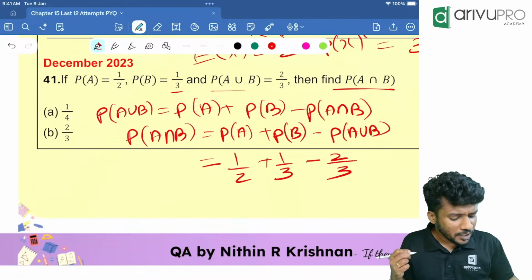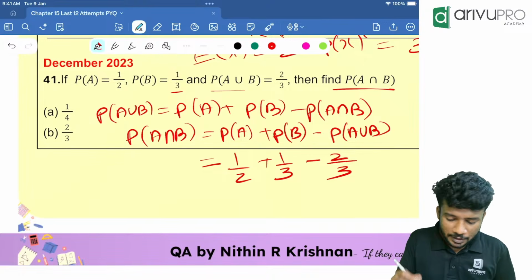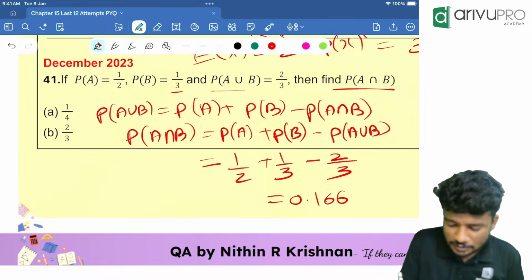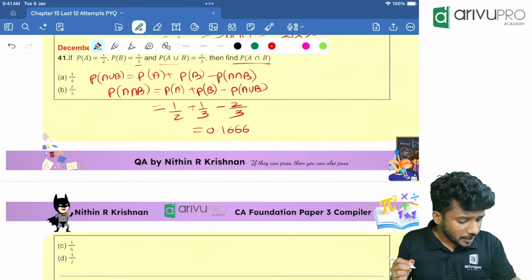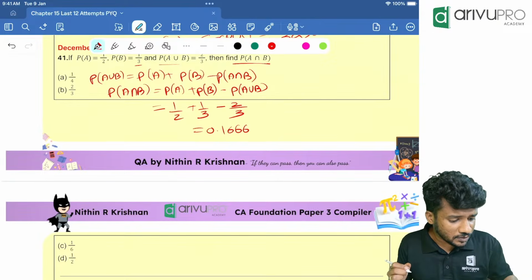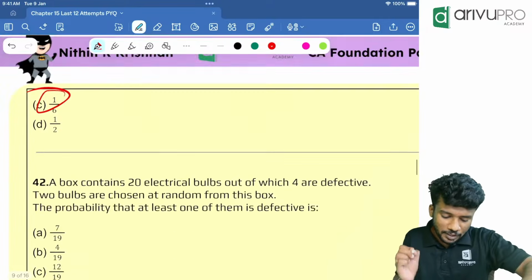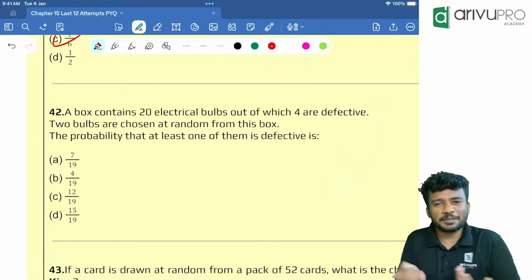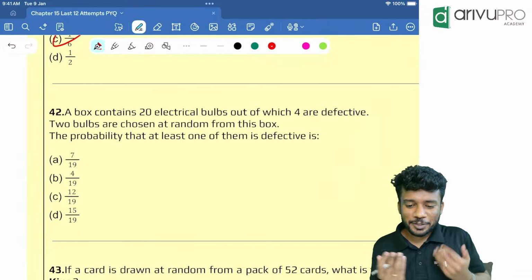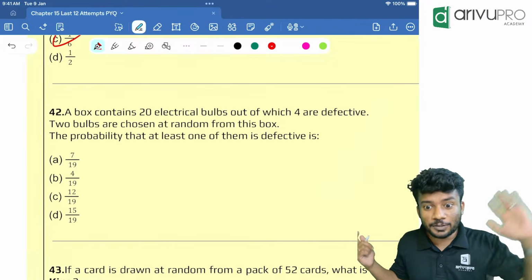I'll use the calculator. Clear the memory, 1 divided by 2 M plus, 1 divided by 3 M plus, 2 divided by 3 M minus, click MRC. Answer is 0.16666. Looking at the options, we need to check which gives this answer. 1 divided by 6 is 0.1666. Option C is the answer. Almost all the numbers will be repeated or come in another way, so once you do a lot of questions, you will become a pro with or without a calculator.